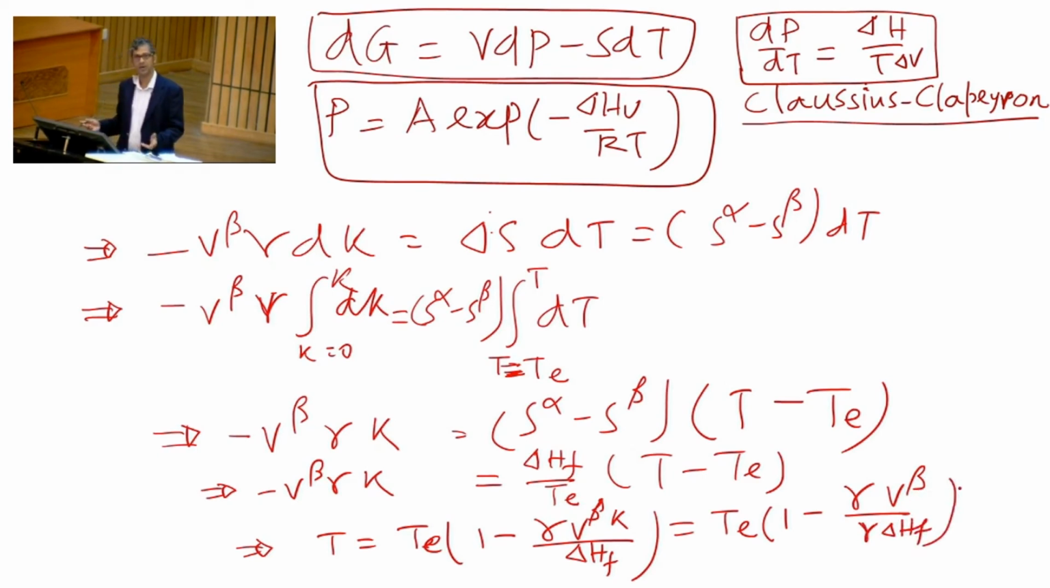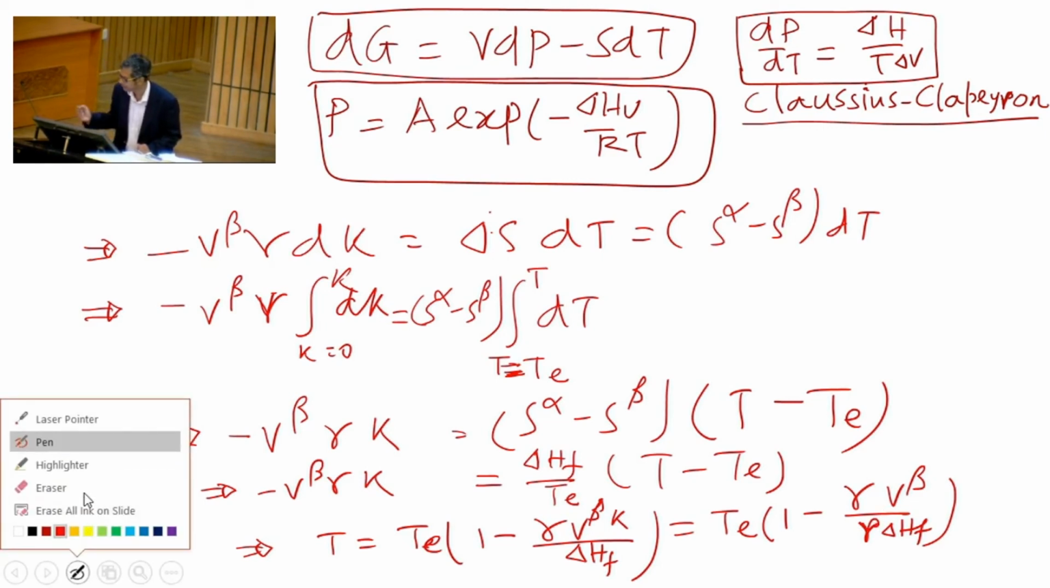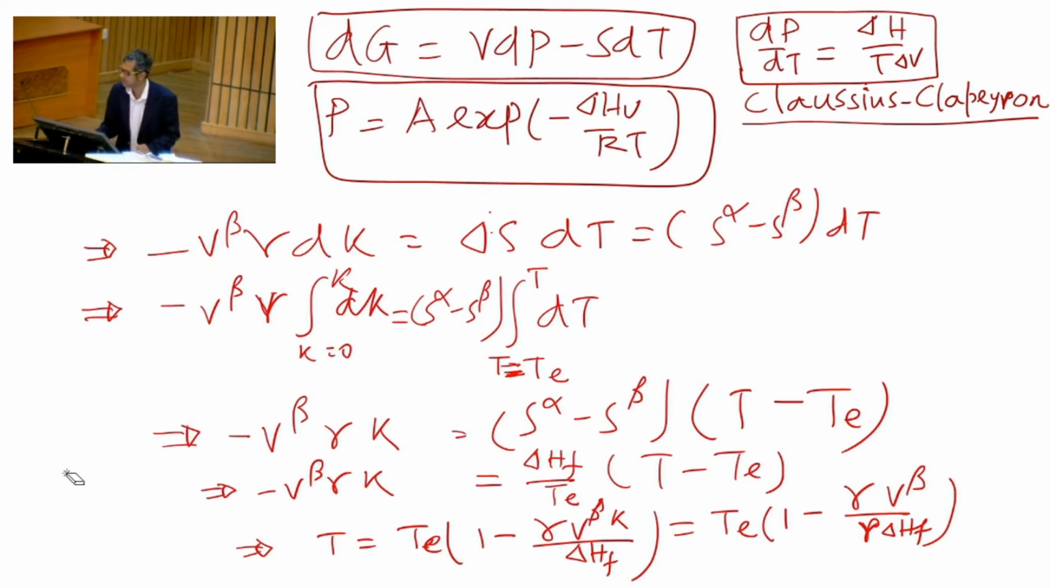V beta is constant, that is the molar volume of the beta phase, gamma is the surface energy, and this is R, remember that. It will create problems for you whenever you see it later on. So, let us not use this R, use this R. Delta HF is also constant. So, as you decrease R, the melting temperature is going to go down drastically.